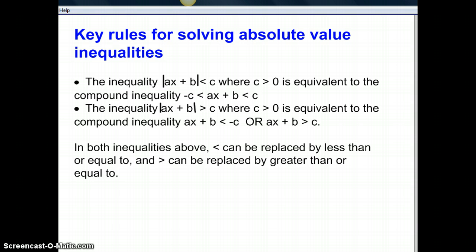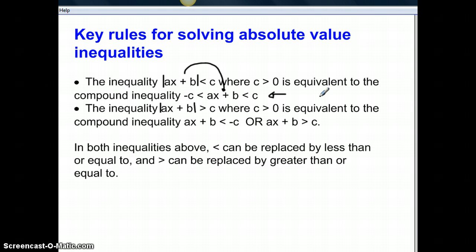So here, in the first case, this one right here, when you take a look at that, all we've done is taken what's inside the absolute value and put it in the middle here. And on either side of the inequality symbol, we've used the positive value of c and the negative value of c. That's key. You are going to follow this pattern every single time.